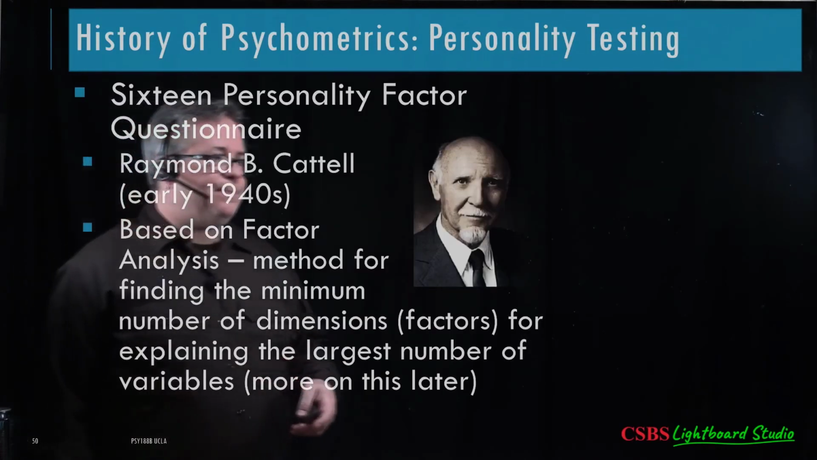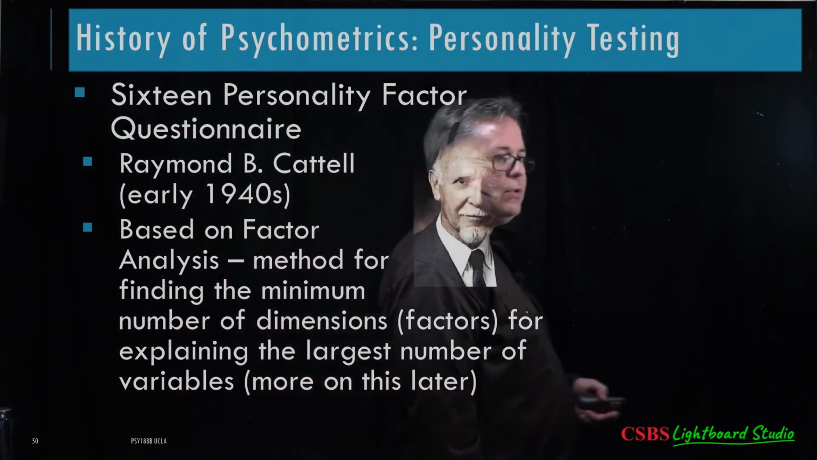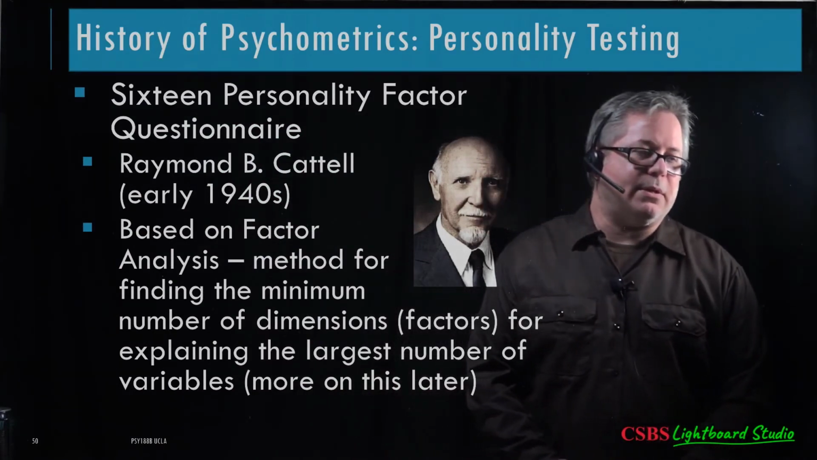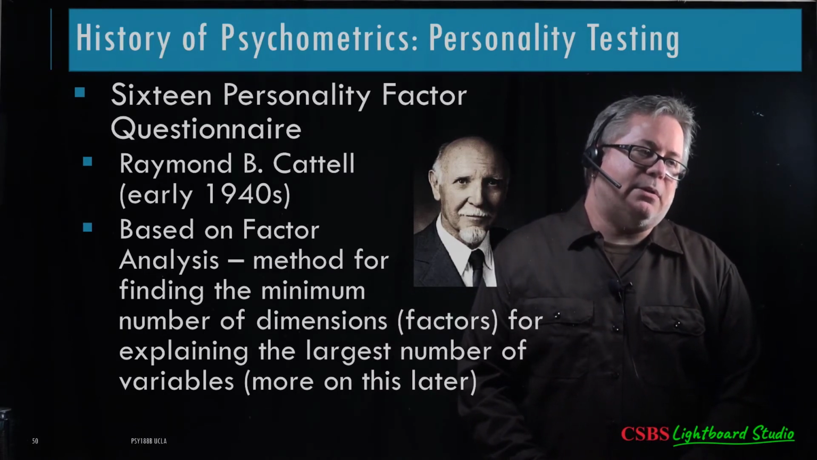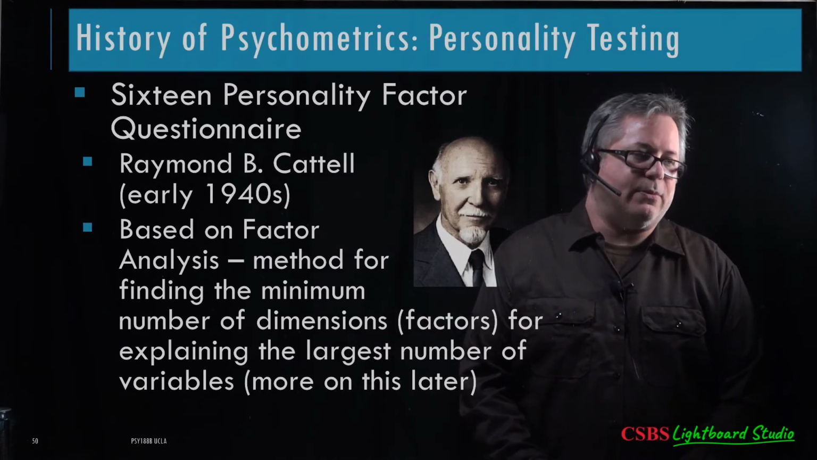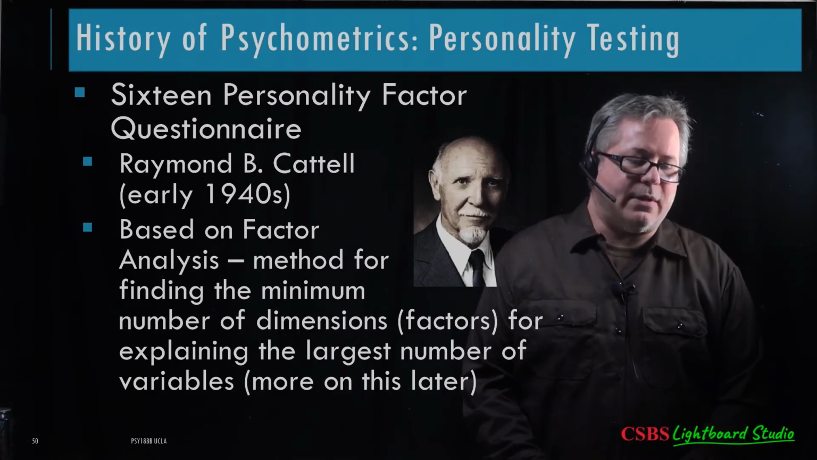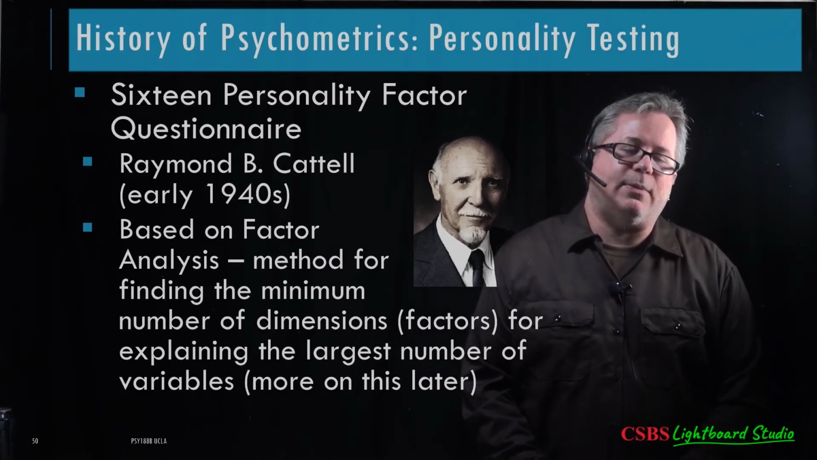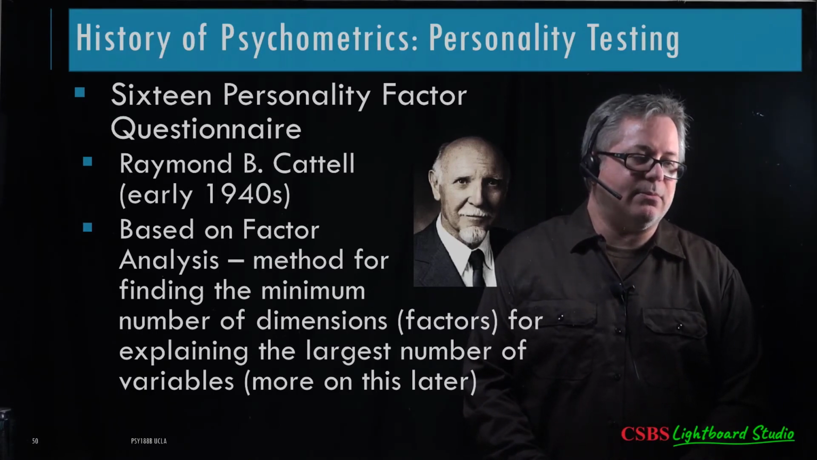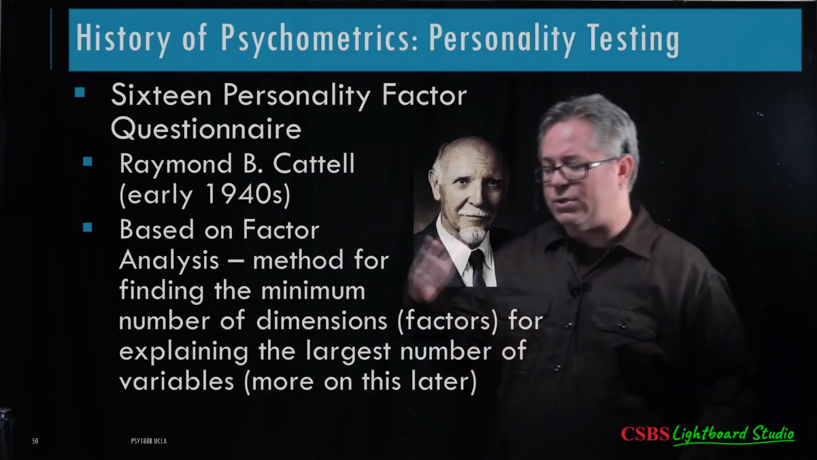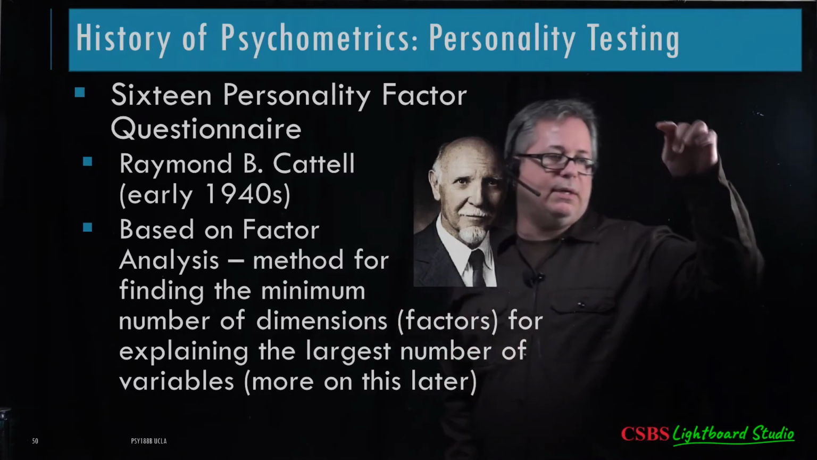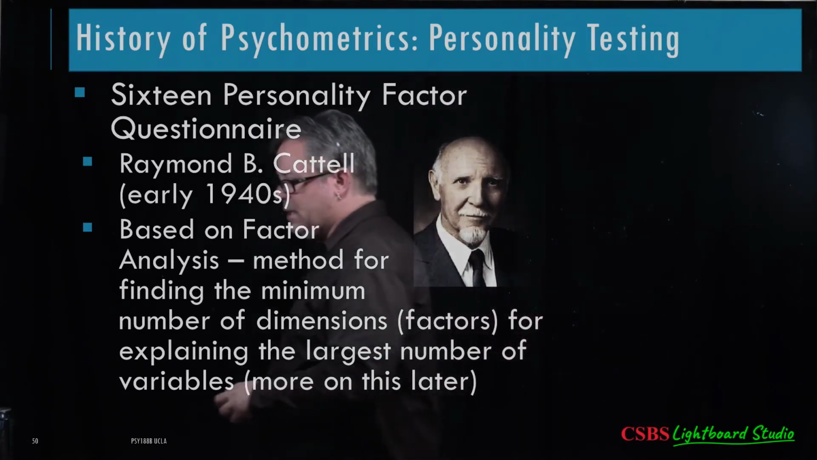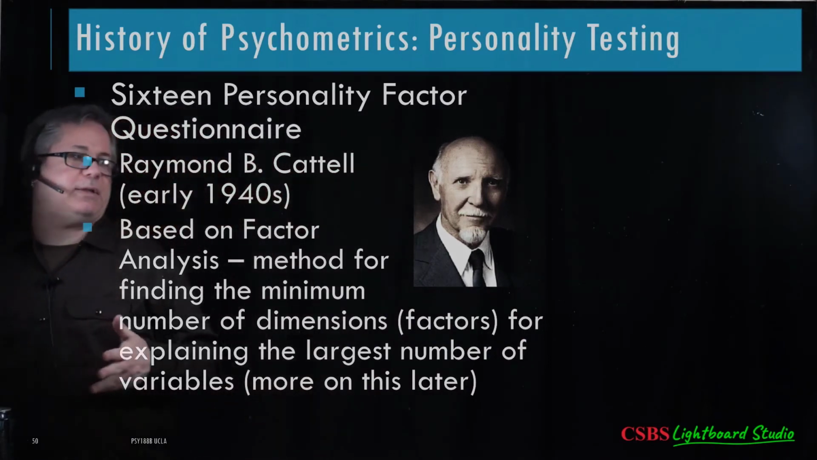Around the same time, there were other types of personality questionnaires being developed based on something called factor analysis. Raymond Cattell in 1940 is one of the first people to use factor analysis to figure out the number of dimensions needed to explain the relationships between a large set of items. He came up with a 16-factor personality scale that looked at 16 different aspects of personality.